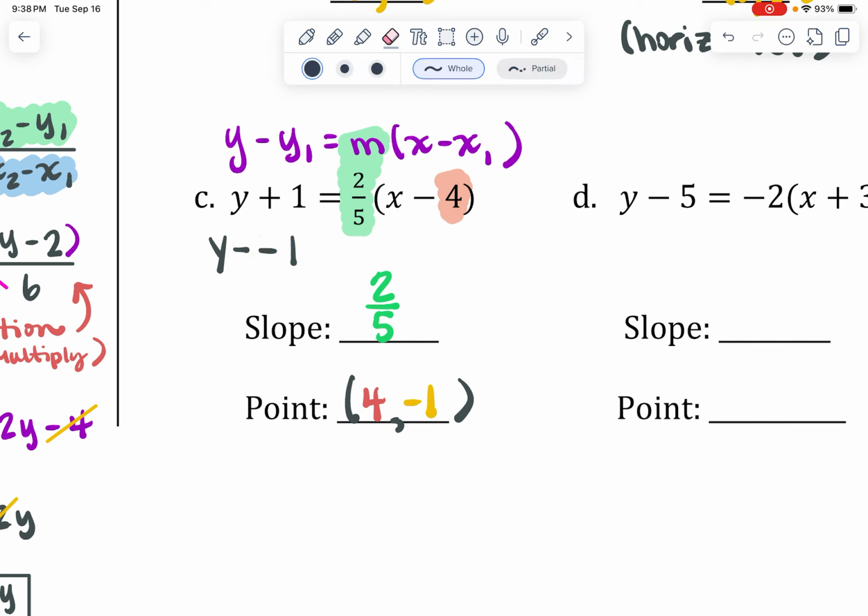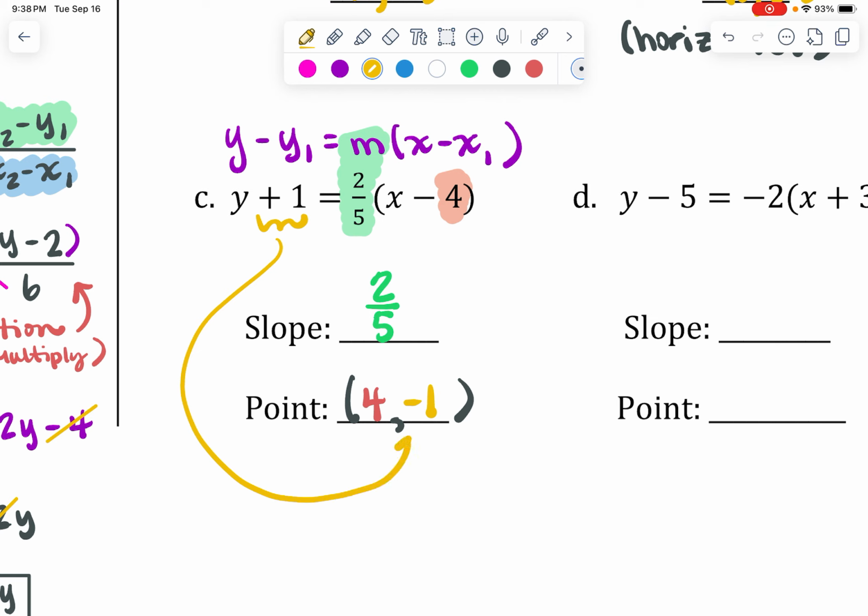Let me throw in a reminder here. Guys, this is only true for point slope form, that it's the opposite of what you see in the formula. So I see a -4, but that tells me that I plugged in a +4 behind the minus sign.